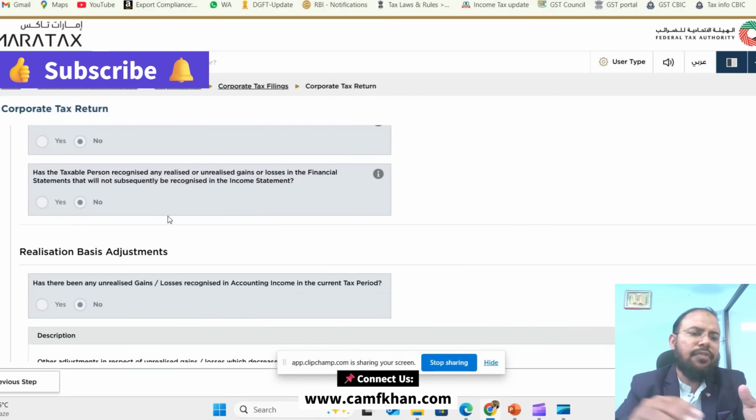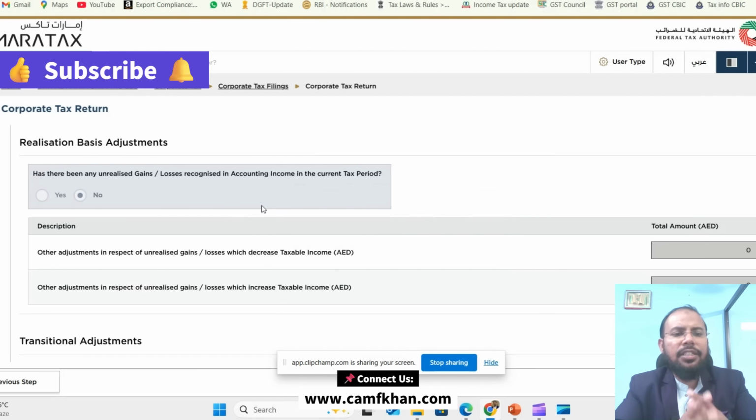In the second step, if there are any realized or unrealized gains or losses in the balance sheet that will not subsequently be recognized in the profit and loss account, and you are following this type of scenario, you need to inform accordingly here.